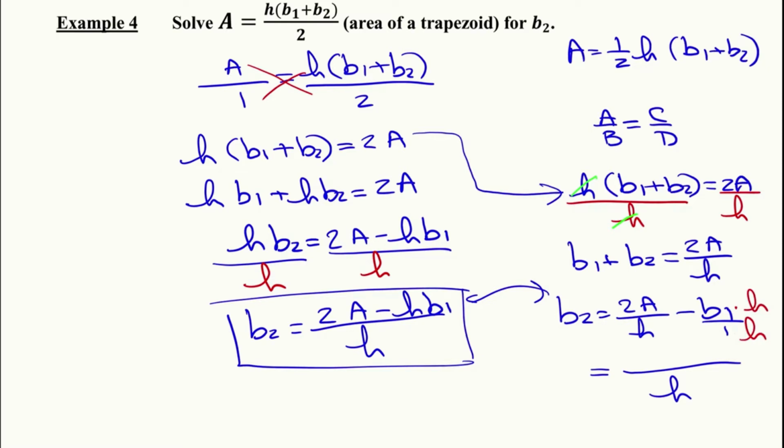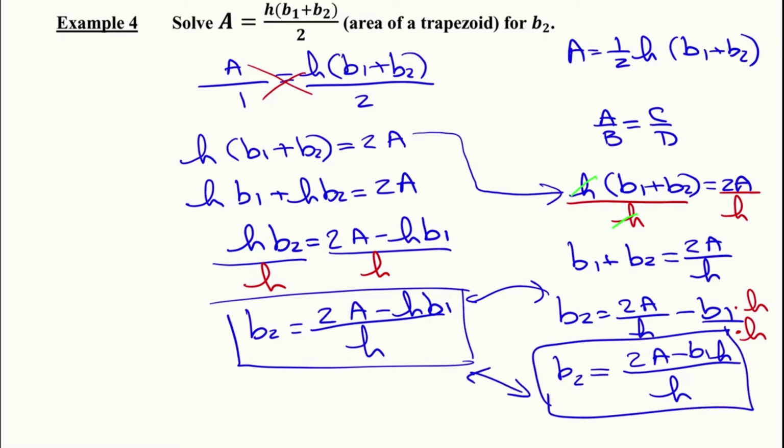That's times, actually not a minus. It looks like a minus. So now we end up with (2a minus b1h) over h, which if you notice is exactly the same now. So you could leave the answer like that, or you could go ahead and convert it to that. All right, so make sure you're comfortable with that before we proceed.